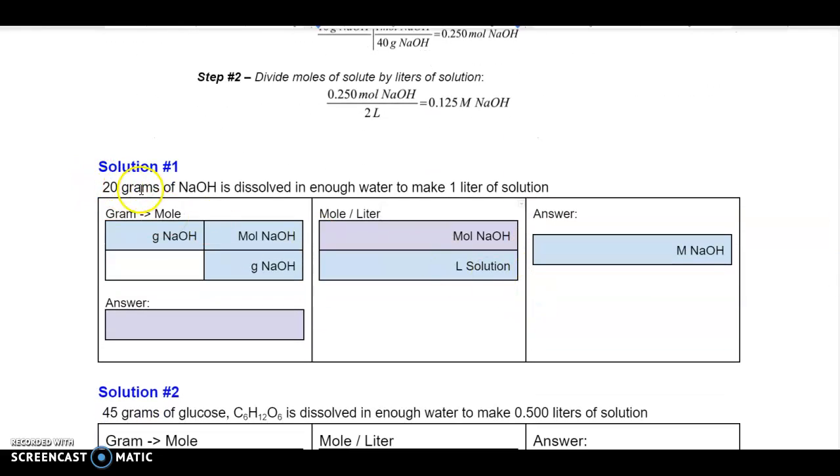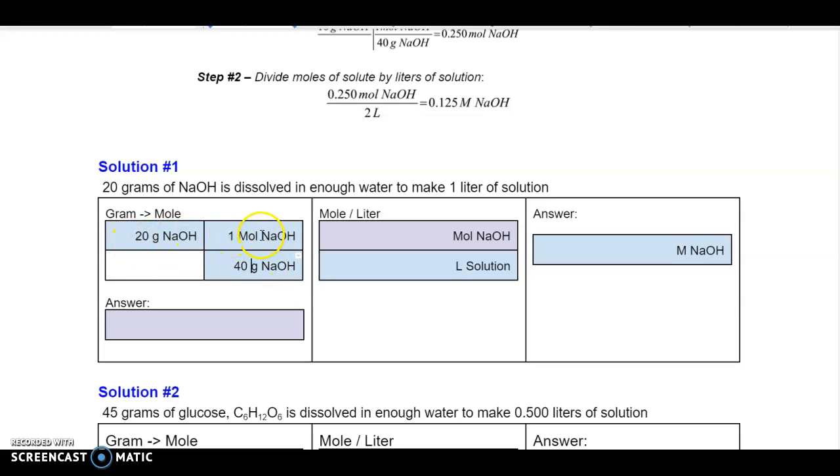So here for 1, we have 20 grams of sodium hydroxide dissolved in enough water to make 1 liter of solution. What we're going to apply: we have 20 grams of sodium hydroxide given. For every 1 mole, that's equal to the molar mass. So sodium is 22.99 on the periodic table, plus oxygen is 16.00, and hydrogen is 1.01. So that brings us to an even 40 grams of sodium hydroxide.